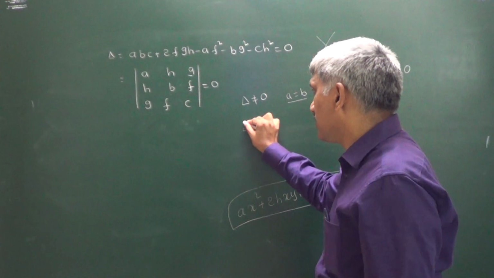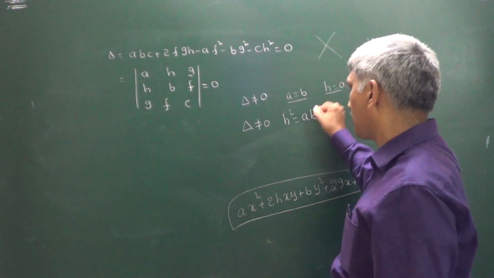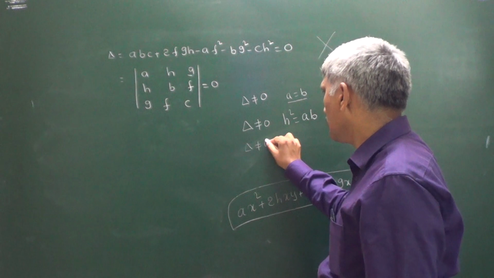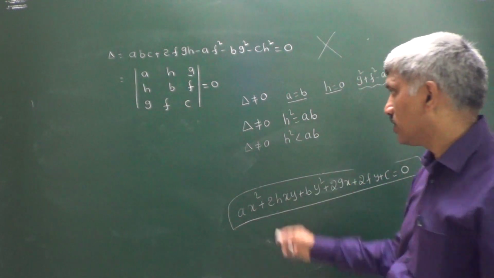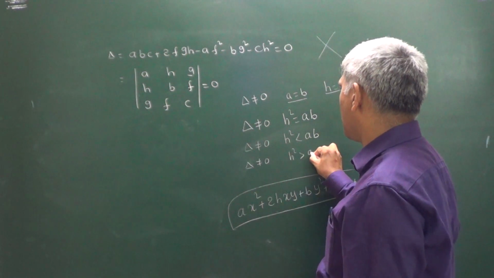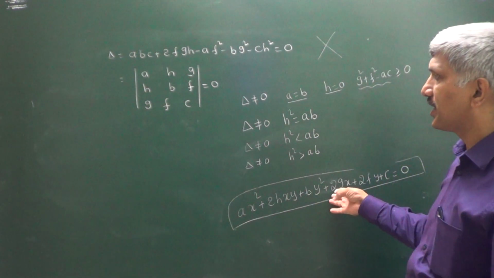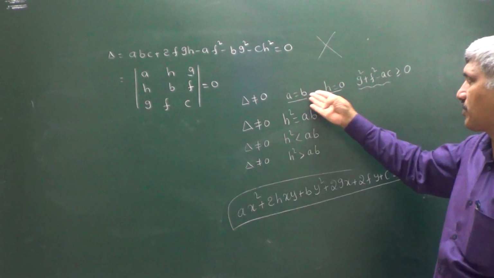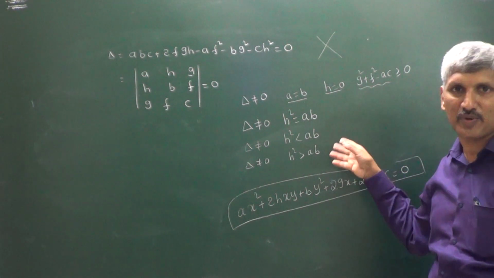Next, at the same time, delta not equals to 0 and h square is equals to ab. It represents a parabola. Delta not equals to 0 and h square less than ab. The equation represents an ellipse. And delta not equals to 0 and h square greater than ab. The same equation represents hyperbola, right? The general second degree equation under this condition represents two straight lines. Under this condition represents a circle. Under this condition it represents a parabola, ellipse, hyperbola, right?